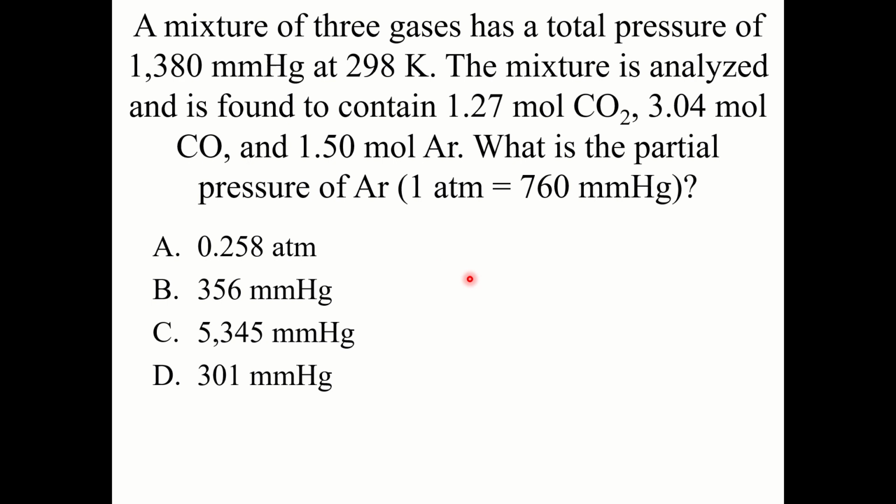Okay, the correct answer here is B, 356 millimeters of mercury. So step one, you're going to want to find the mole fraction of argon, so that would be 1.50 moles argon, divided by the sum of these three, the total number of moles. Once you find that mole fraction, take that mole fraction and multiply it by the total pressure. Multiply by 1380 millimeters mercury, and you should get B, 356 millimeters mercury.